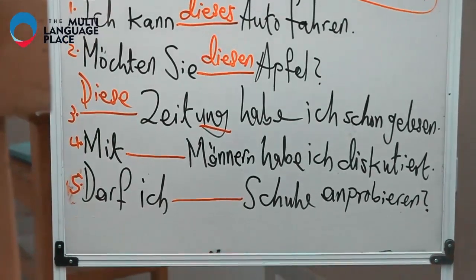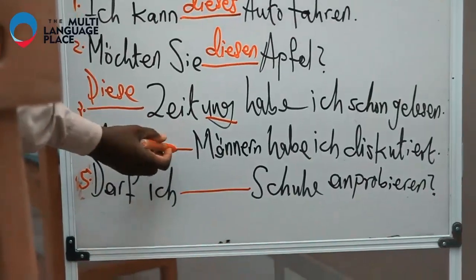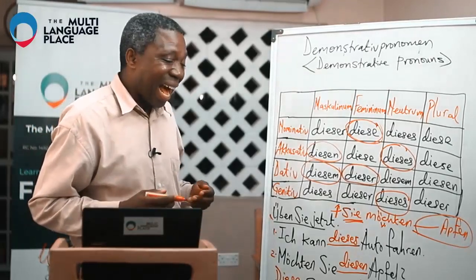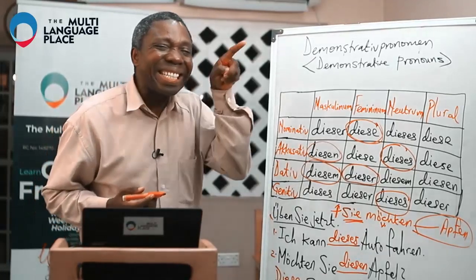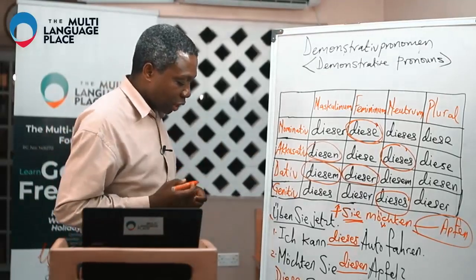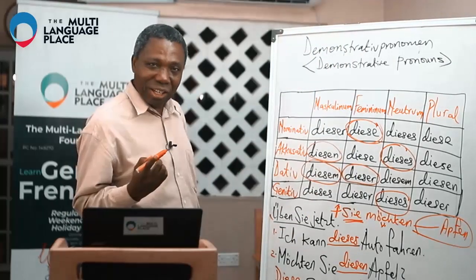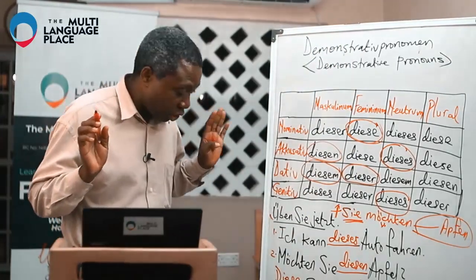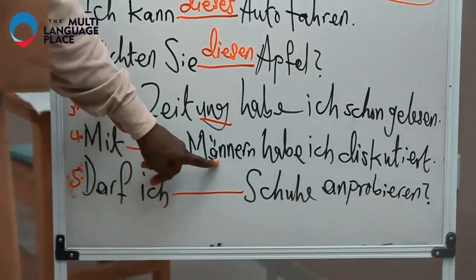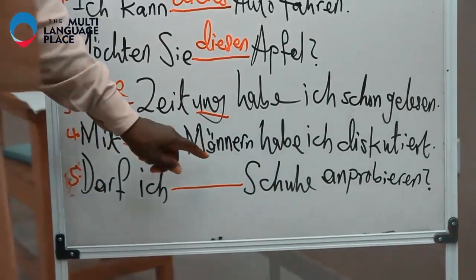Also jetzt Nummer 4. Nummer 4. Mit Männern, mit Männern habe ich diskutiert. Well, the meaning of the sentence, I have discussed with these men. I've discussed with these men, demonstrative. The question is, which of these, diesen, dieser, which one is it going to be? Demonstrative. Question, very simple question. Number 1, is this singular or plural? Is it masculine or feminine? So the first answer, this one is plural because it's Männer.